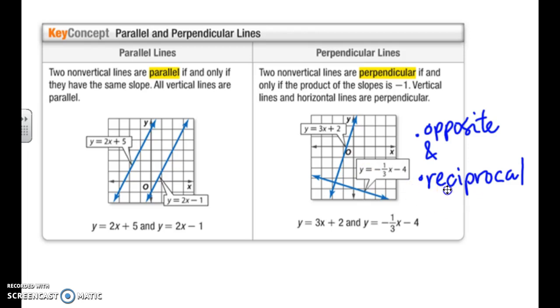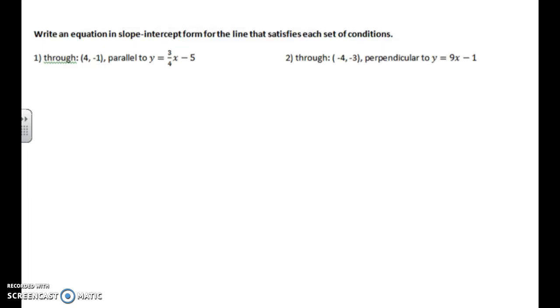A reciprocal property means that you need to flip the numerator and the denominator over. So that's what we're going to spend our time doing, practicing making parallel and perpendicular lines. The first situation says write an equation in slope-intercept form. Make sure you pay attention to what form it's asking you for. And it says through a particular point and parallel to this.